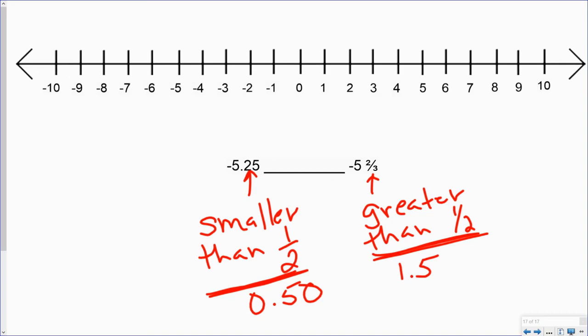So if I was to put these on the number line, -5 and 2/3 would be more here, and -5 and 25 hundredths would be more here. So going farther to the right would make -5 and 25 hundredths greater than -5 and 2/3.